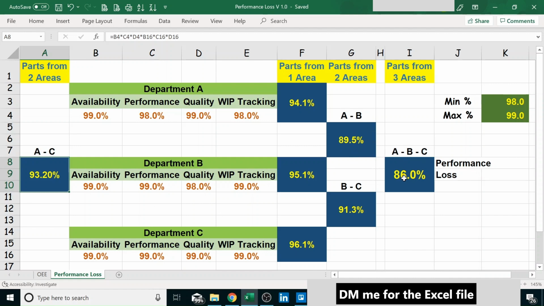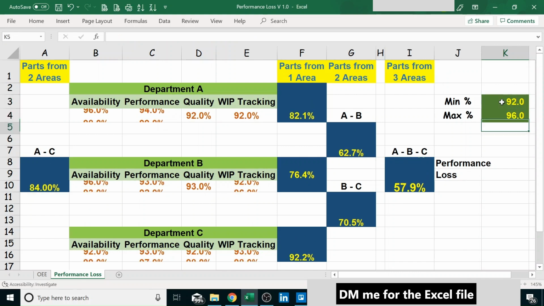What happens if it goes through three areas? That is actually not bad because our minimums and maximums are here, but it came down quite a bit from the original ones. I mean, our minimum is 98%, our maximum would be 99%. Let's say we put 92 and 96.